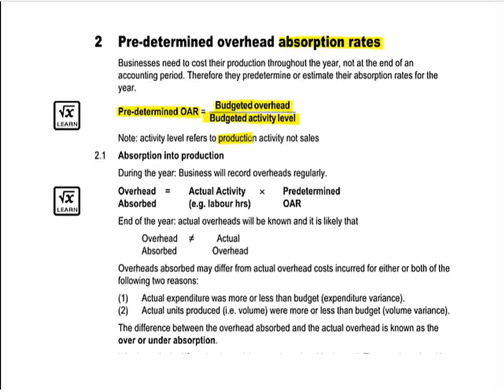What we're doing now then is we're going to take that overhead absorption rate per unit, and we're going to look at how much overhead is absorbed. So we're going to multiply our overhead absorption rate by the actual level of activity. So if we based our overhead absorption rate on labour hours, we'll multiply the OAR by the actual labour hours, and that will give us the amount of fixed overhead which is absorbed into the profit and loss account.